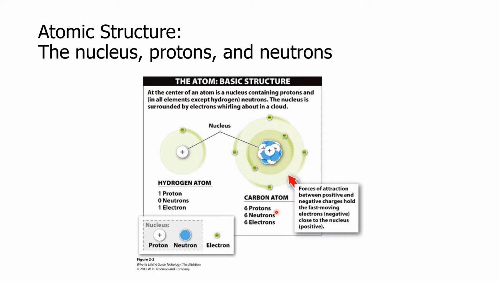So the thing about those particles, the protons, the neutrons, and the electrons: protons are positively charged, electrons are negatively charged, and neutrons are neutral. They do not carry a charge. So inside of the nucleus, you have the positive protons, and then you have the neutral neutrons.